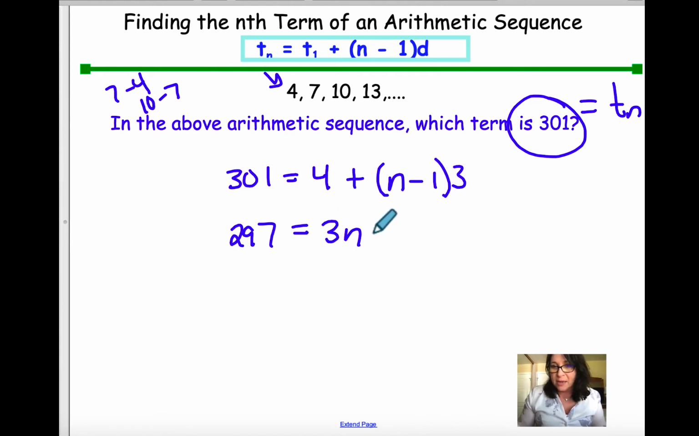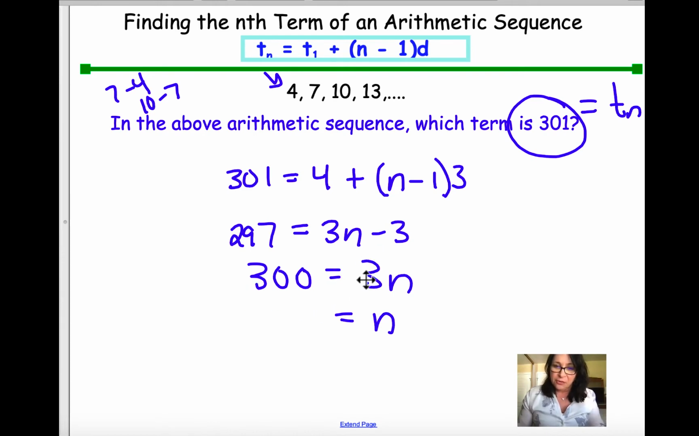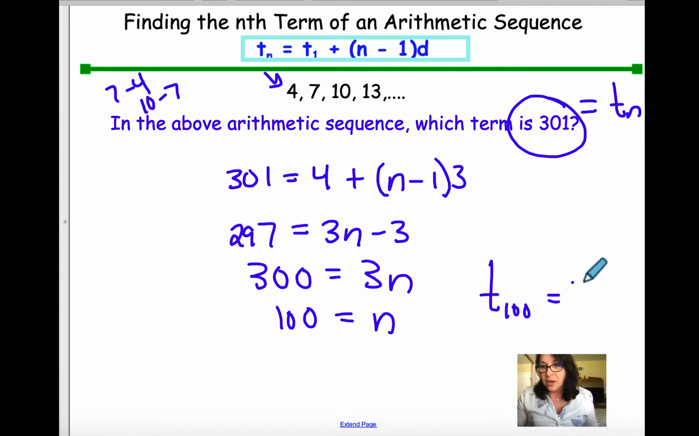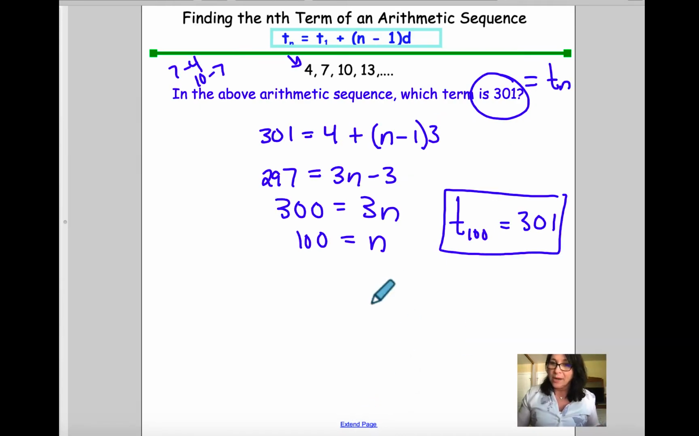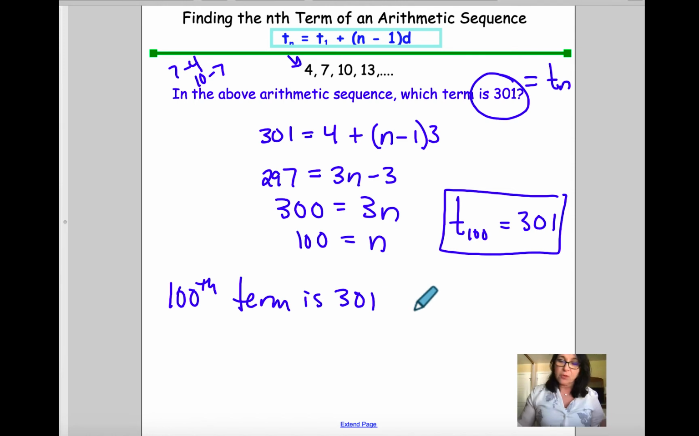So I'm going to go 3n minus 3. I'm going to add 3. I get 300 is equal to 3n. So n is equal to 300 divided by 3, which is 100. So that means n is 100, so T of 100 is equal to 301. My 100th term is 301, or 301 is my 100th term.